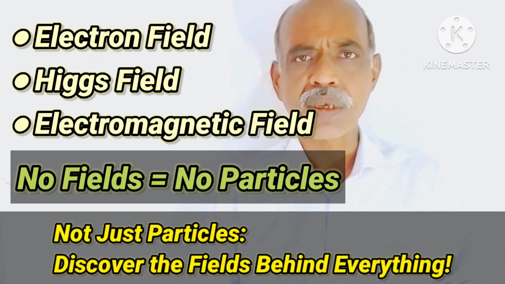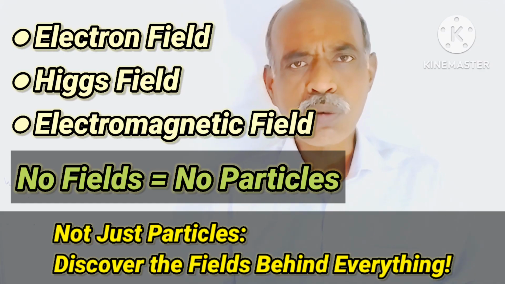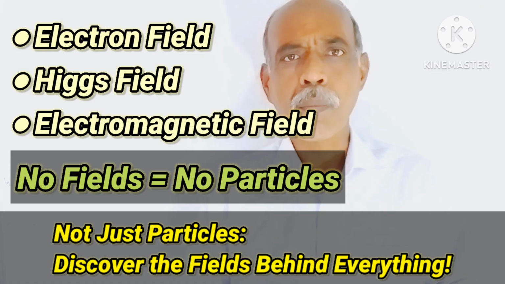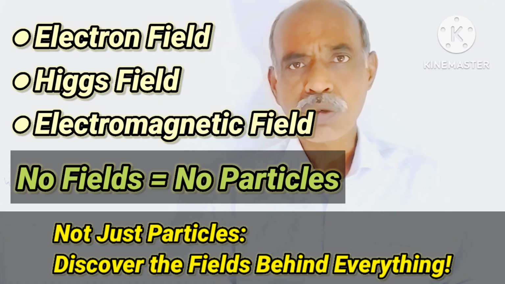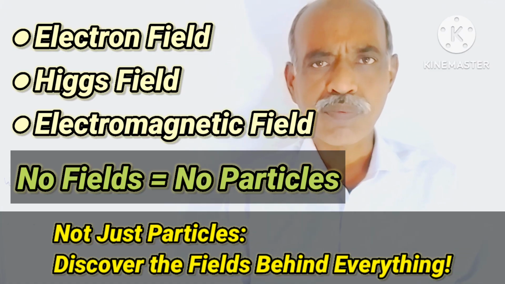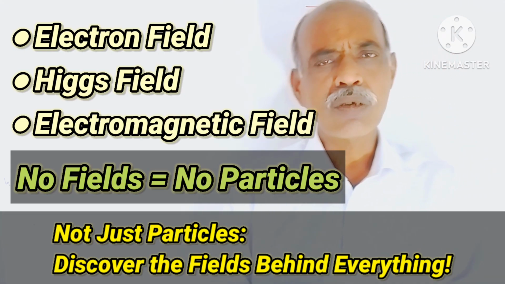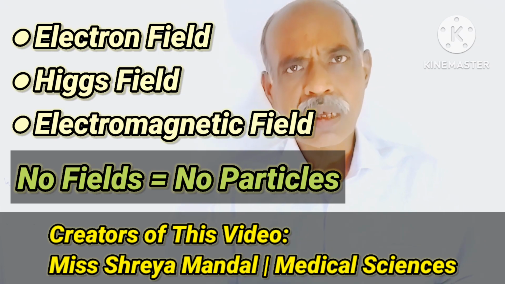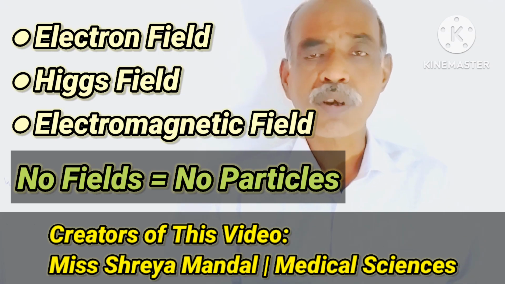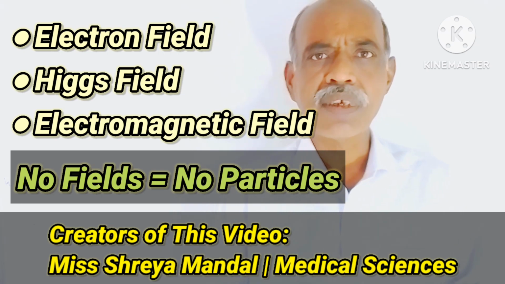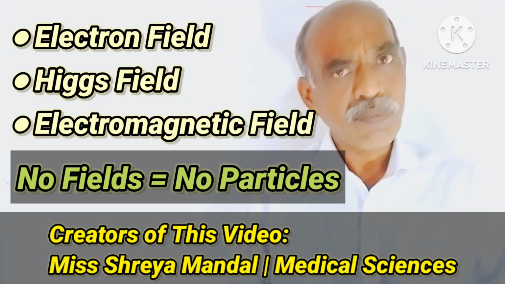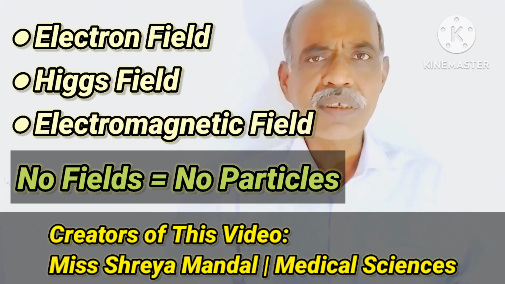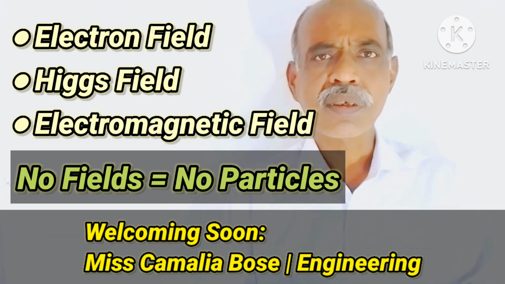According to QFT, no fields is equal to no particles. That means for the existence of particles, fields must exist. But not only one field, there are different types of fields for different particles. Different particles like electrons are there, so for electrons, an electron field is there. Then photons are another kind of particle. For photons, another field is there, known as the electromagnetic field.